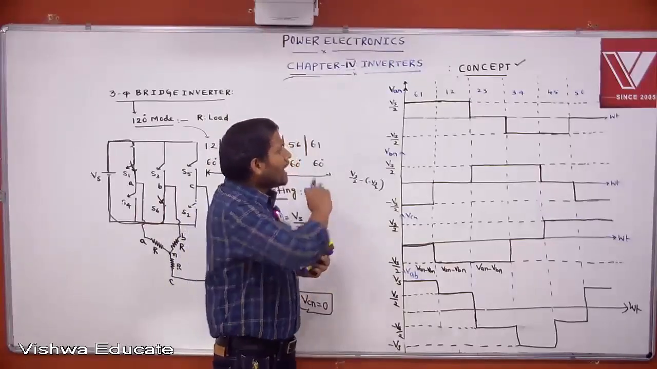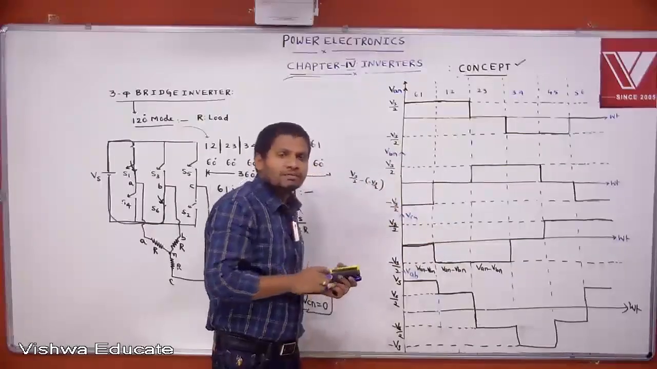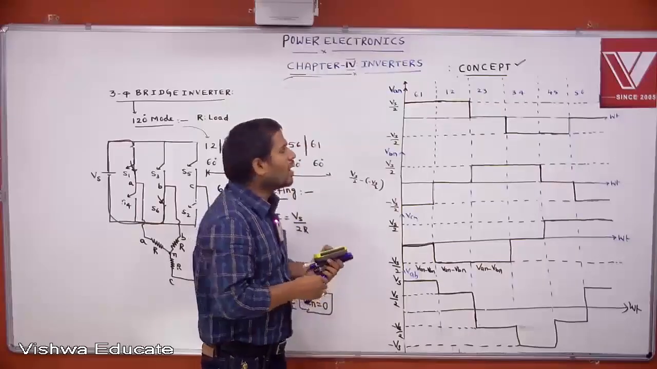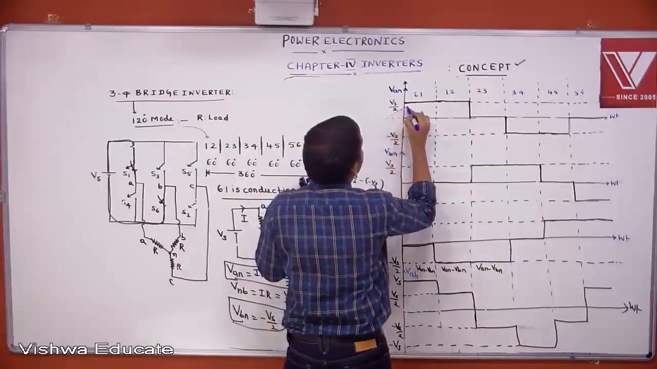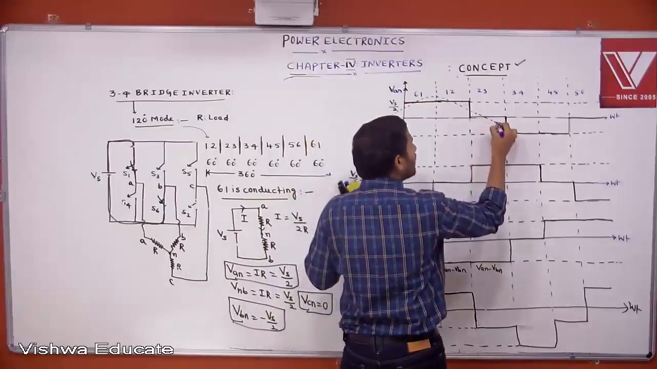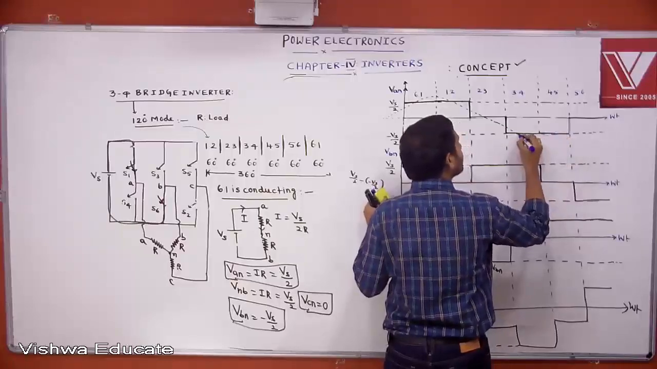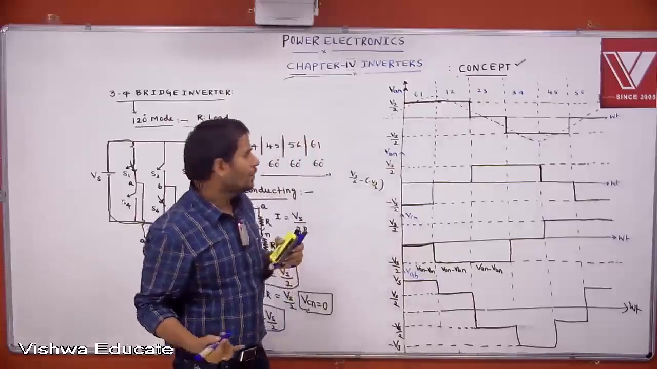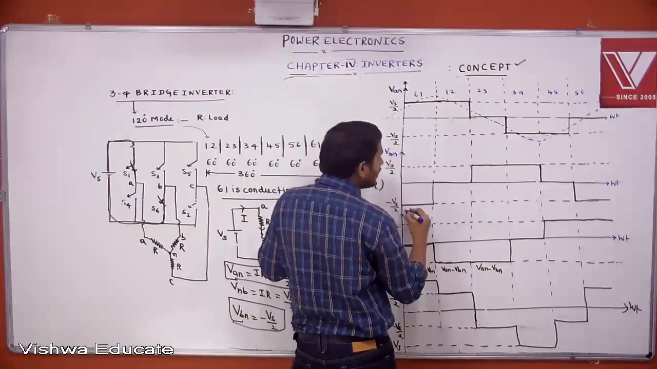We are converting DC into three-phase AC. It is an AC waveform. But is it purely sinusoidal? No. But the fundamental component may be sinusoidal. If you consider only the fundamental component, that fundamental component may be sinusoidal. Like this.